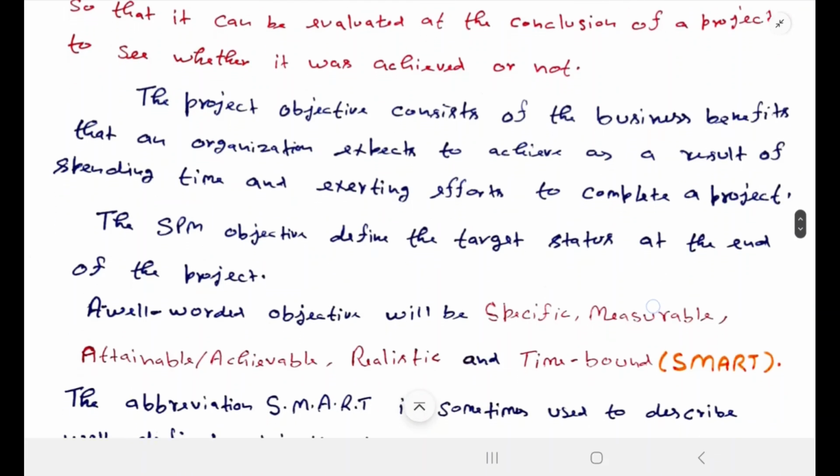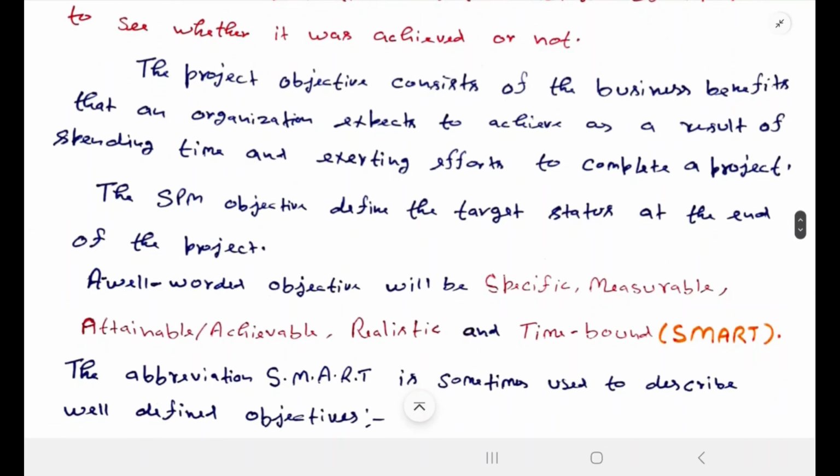The project objective consists of the business benefits that an organization expects to achieve as a result of spending time and exerting efforts to complete a project. As we all know, a company will spend a lot of time, a lot of money to complete a project. So some well defined objectives should be there.